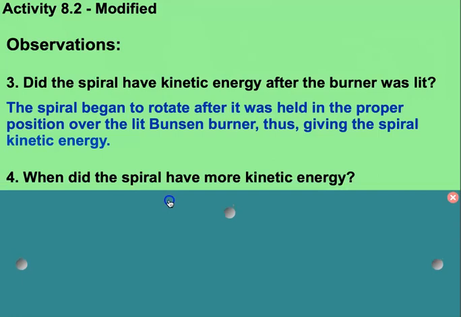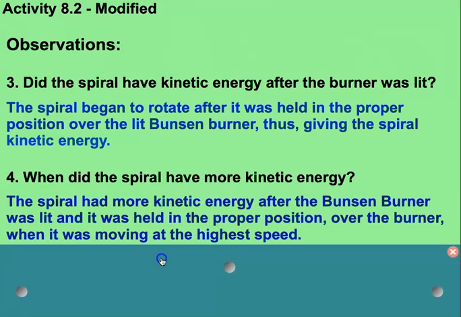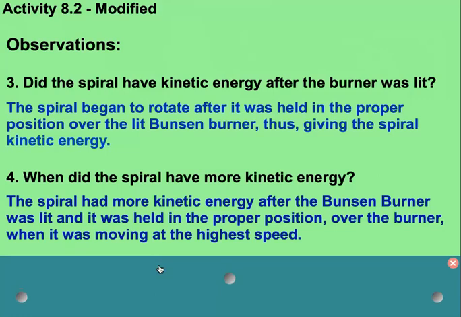When did the spiral have more kinetic energy? Well, when it was held in the proper position over top of the Bunsen burner. Then it would move at its highest speed if you held it just in the right spot.